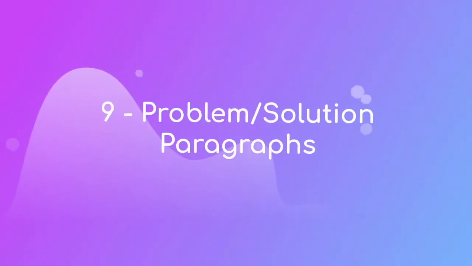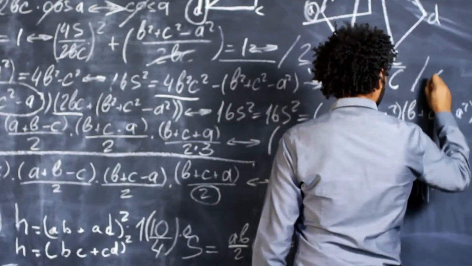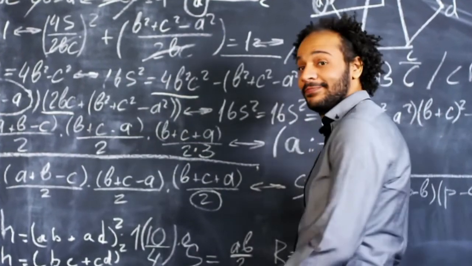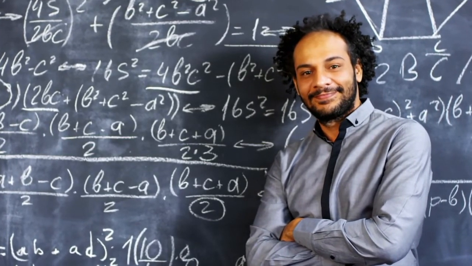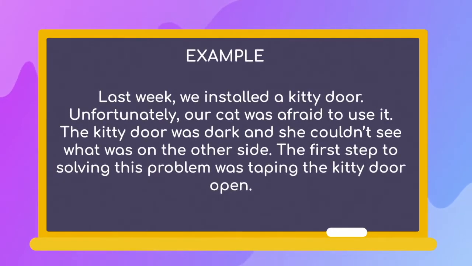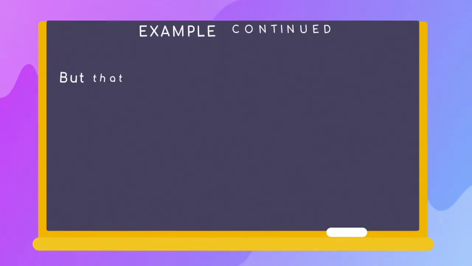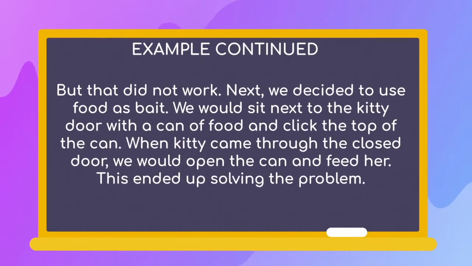Number 9, problem-solution paragraphs. Problem-solution paragraphs highlight a problem and its solution. These paragraphs can be written like other paragraphs, for example, a narrative or description paragraph. Here is an example. The purpose of this paragraph is to highlight a problem with the kitty door and how it was solved. This problem-solution paragraph is written like a narrative, but the focus is still on a problem and its solution.